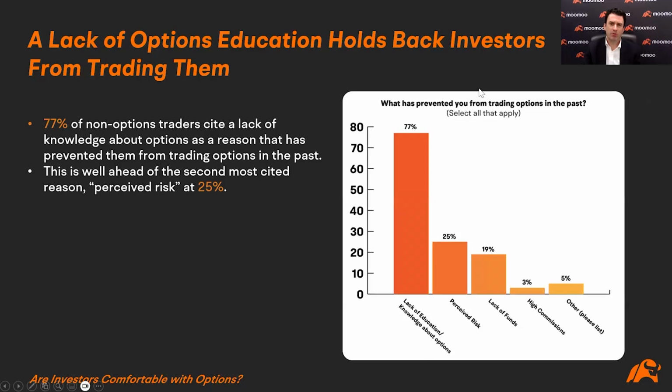What we found was there was a lack of education holding investors back from trading them. 77% of non-options traders cited a lack of knowledge about options as a reason that prevented them from trading. This is well ahead of the second most perceived risk, at 25%. We're working with Cboe on making sure people are comfortable and getting educated, from a beginner to intermediate to advanced level, on topics surrounding just what options are, what's a call, what's a put, moving on to spread strategies, and then getting into more advanced topics around volatility, implied volatility, actual volatility and volatility trading.